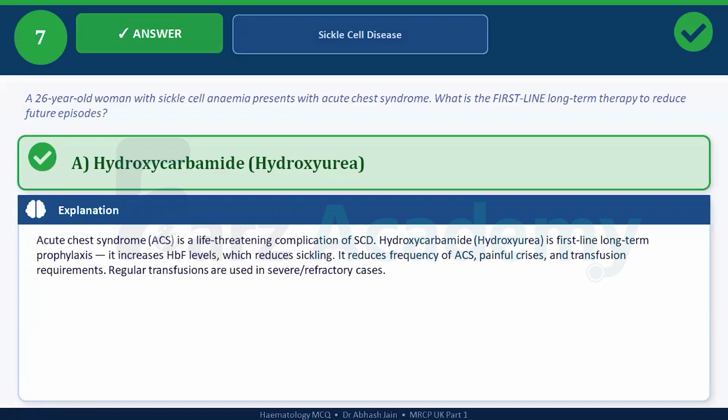Acute chest syndrome is a life-threatening complication of sickle cell disease. Hydroxycarbamide, or hydroxyurea, is the first-line long-term prophylaxis. It increases the HbF level, which reduces sickling. It reduces the frequency of acute chest syndrome, painful crises, and transfusion requirements. Regular transfusions are used in severe and refractory cases, not on a regular basis.